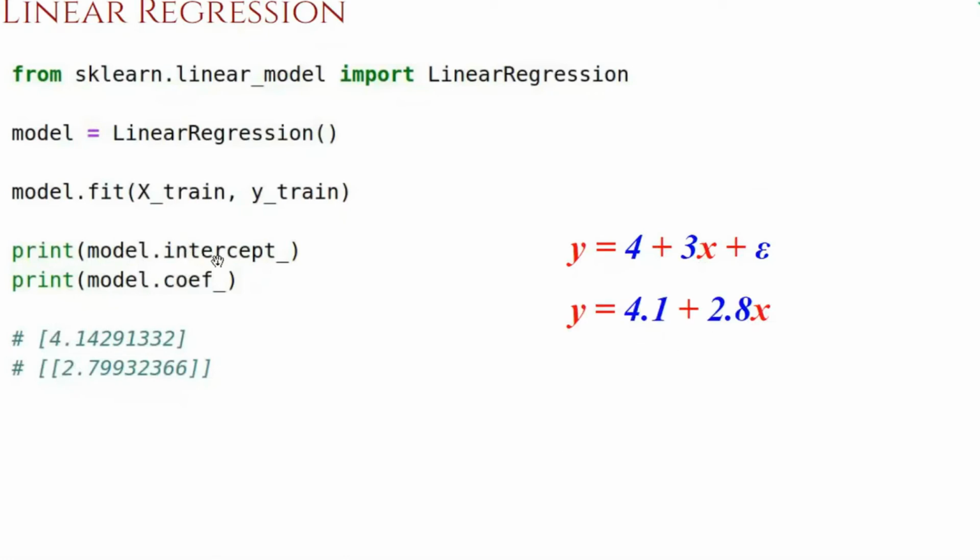So our intercept is 4.14, and the coefficient is 2.79. We can round it: this is 4.1, this is 2.8. Based on these model parameters, we can construct an equation like y equals 4.1 plus 2.8x. We can see this equation is very close to the original equation used to construct the data. Without this knowledge, just by looking at 80% training data, we were able to approximately reconstruct the equation that could have generated this training data set.